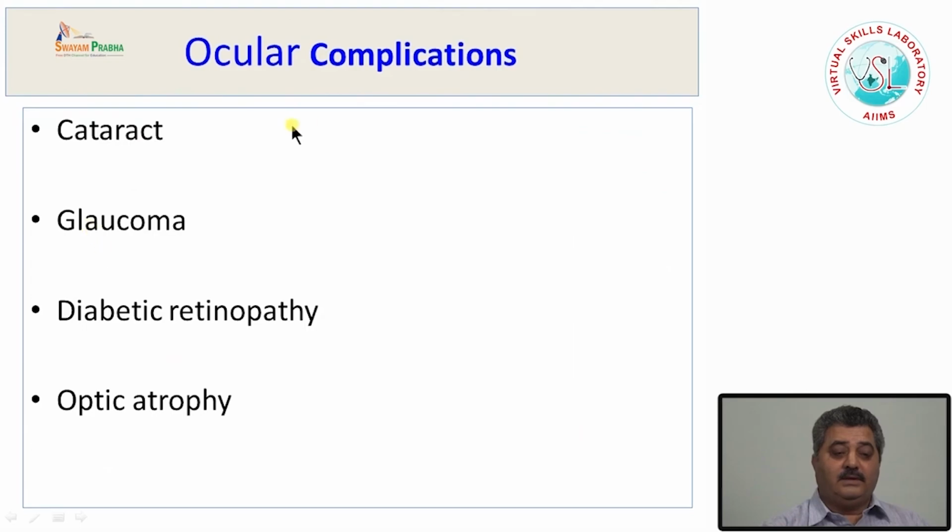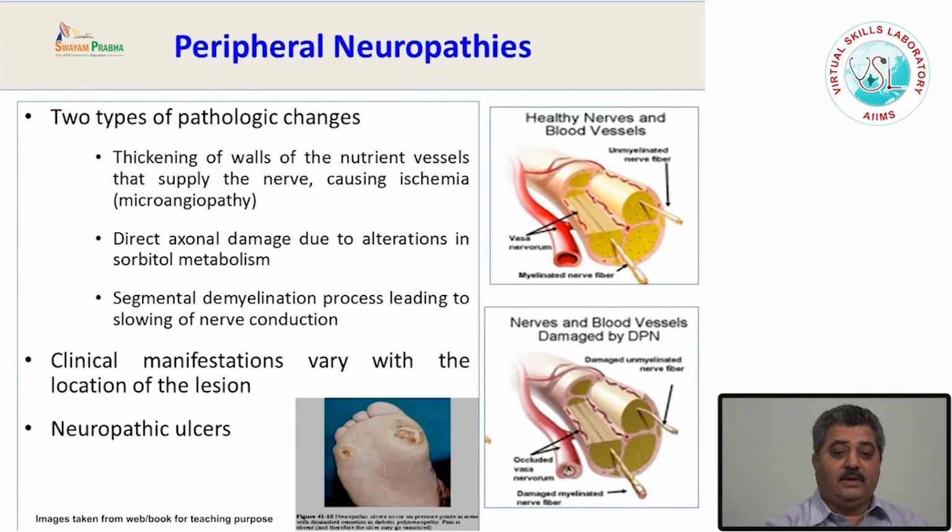The ocular complications are many, but a few are important. The cataract is more common. Diabetic patients develop cataract at a younger age as compared to the normal population. They are more prone to glaucoma, diabetic retinopathies, optic atrophies. All these are complications of the diabetic microangiopathy.